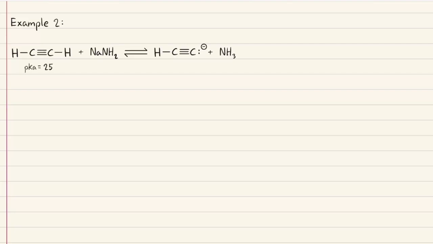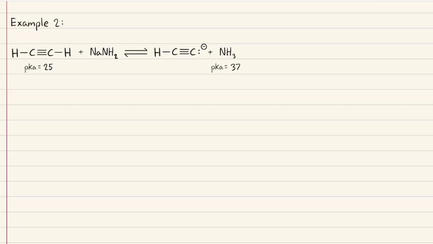Let's work through an example that's slightly less obvious. Acetylene reacts with sodium amide, NaNH2, to give sodium acetylide and ammonia. We can use the pKa values of the acid and conjugate acid in the forward reaction to predict the direction of the reaction. The pKa of acetylene is 25, and the pKa of ammonia in water is 37.